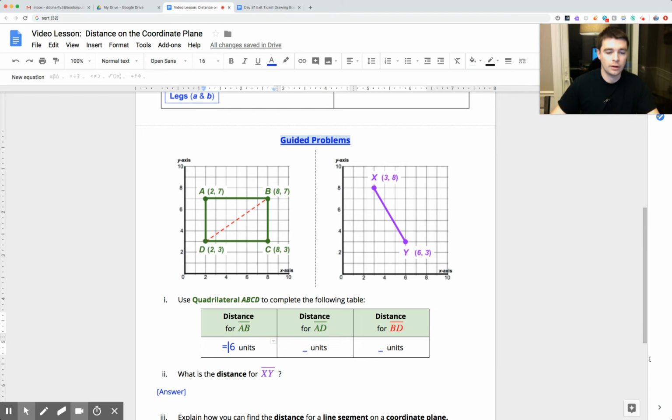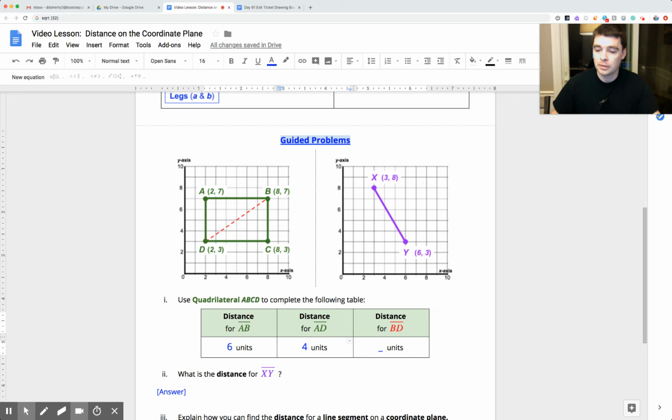Similarly, we can figure out then the distance for line segment AD. It just goes straight up and down. We count 1, 2, 3, 4 units. Or alternatively, we could have done 7 minus 3, which would give us 4 units. The trickier question is going to be, how do we find the distance for line segment BD? I'm going to show you my whiteboard now so I could show you how I would find that.